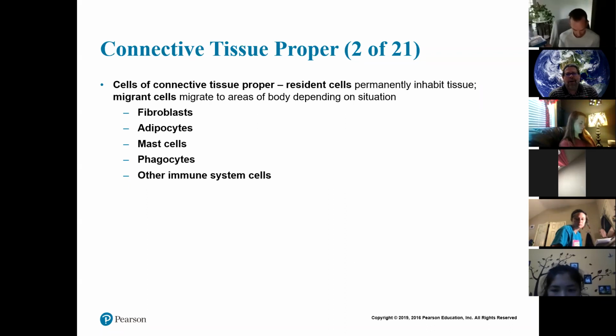So you're going to be reading through this book and all of a sudden she's going to say macrophage, and you're like, what the heck is that? Well, that's a monocyte that left the blood to go live in the connective tissues.